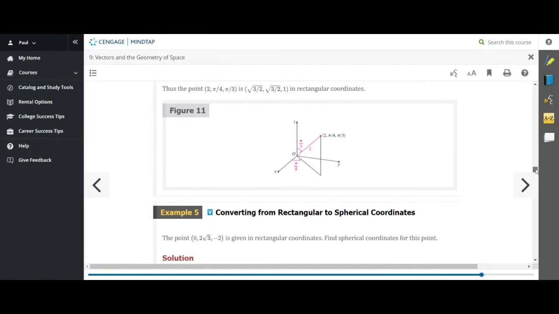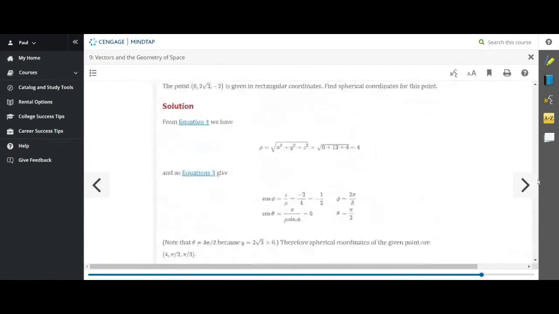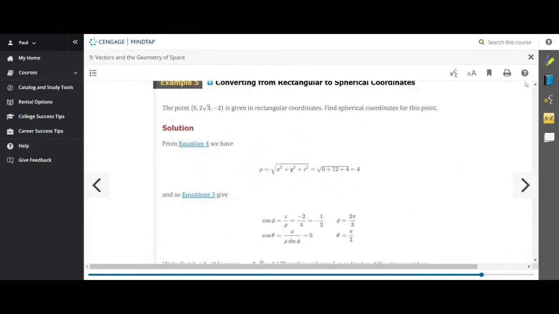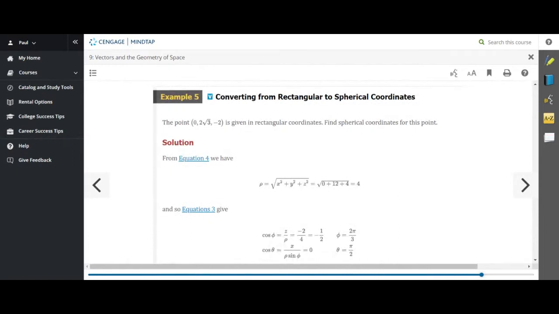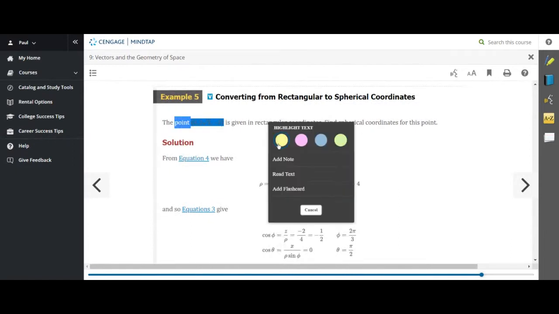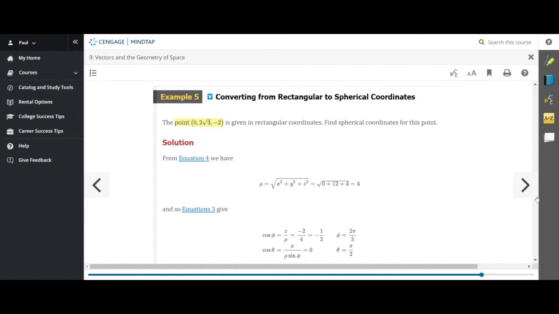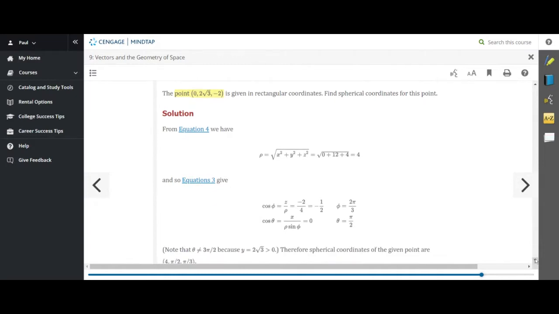All right, well, now, if we want to convert from rectangular to spherical coordinates, find the spherical coordinates for the point. So this point, with rectangular coordinates 0, 2 root 3, negative 2, the rho is going to equal 4. You see how they're doing the rho?